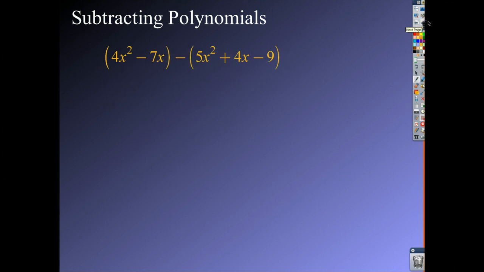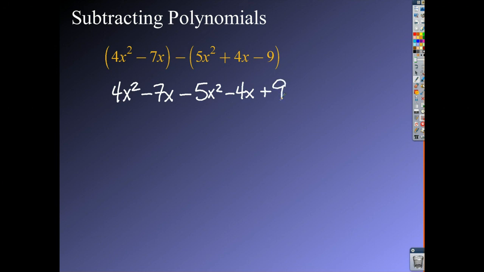Well, why don't you go ahead and try this one? Why don't you pause the video and try this one? All right, well, if you use the same method that I was just discussing, we're going to take 4x squared, minus 7x, and I'm going to distribute the negative across all of these, right? So minus 5x squared, I'm subtracting 4x also, I'm subtracting a negative 9, which ends up becoming a positive 9.